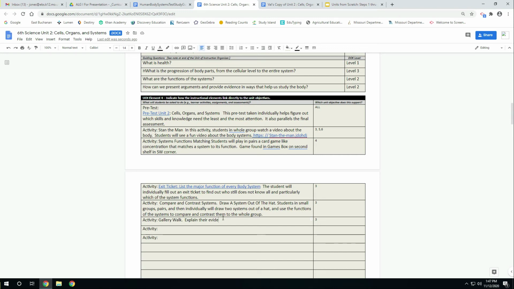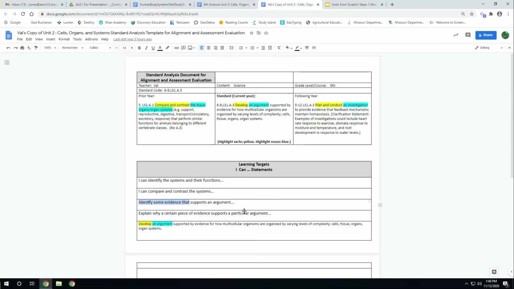And then perhaps other people might ask them, or maybe they might refute the claim. I don't know. We'll see. So that looks like I've got these two covered. So now I'm down to develop an argument supported by evidence of exactly how organisms are organized in levels of complexity. I still don't think I'm there, because each one of these things was identifying, but I have not yet supplied my own evidence. As a student, I haven't done that.